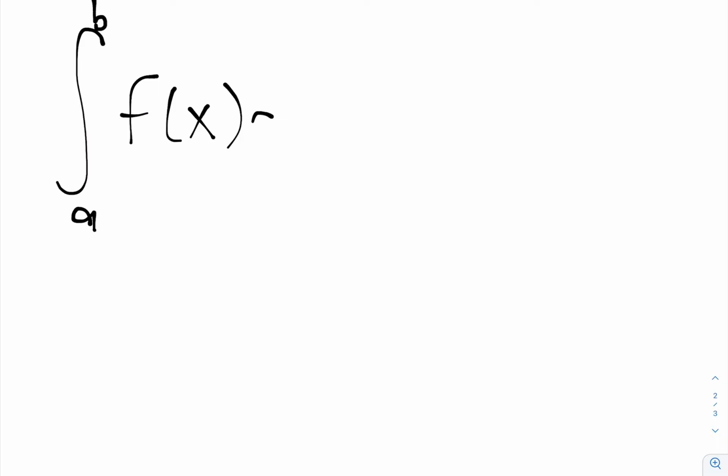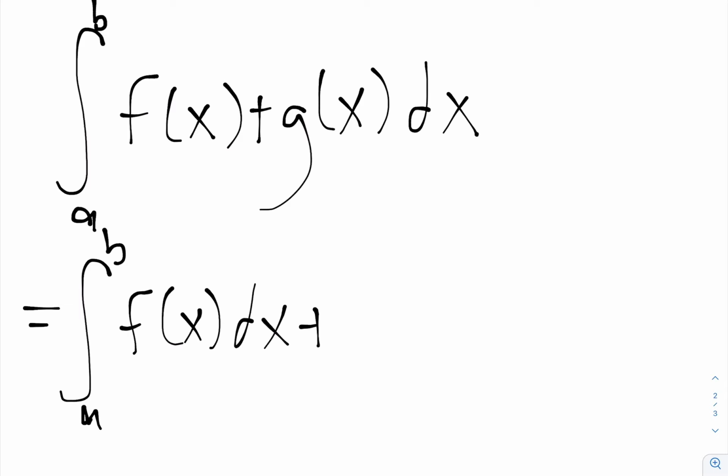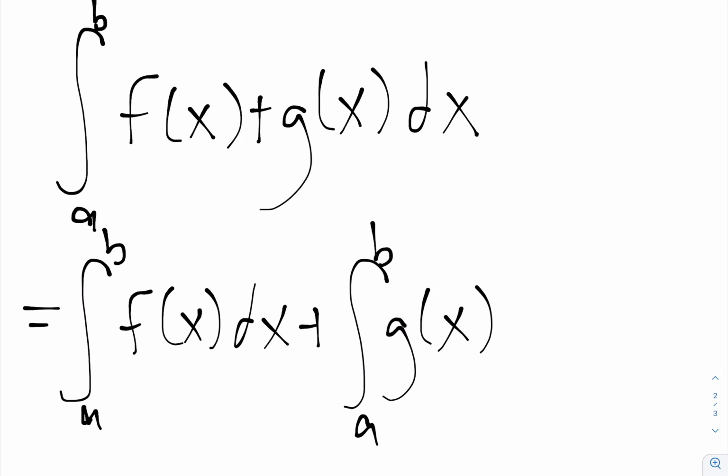The next cool thing is called the sum and difference property. So if we have some integral from a to b of f of x, or sorry, I don't need the dx here. Let's say we're adding f of x plus g of x dx. This is going to be the same as the integral from a to b of f of x dx. So this is one separate integral plus the integral from the same bounds of g of x dx.